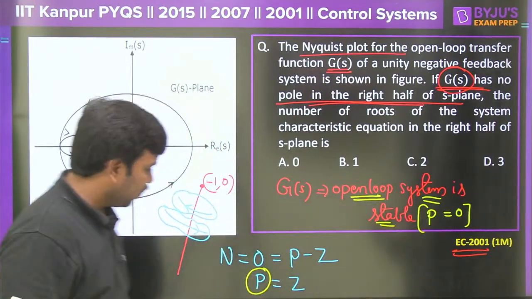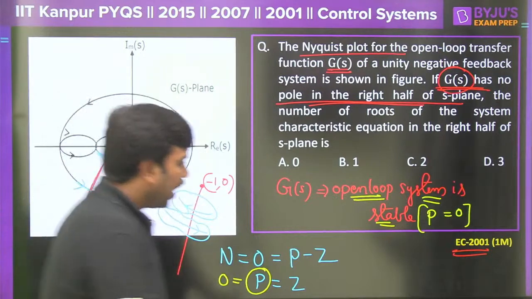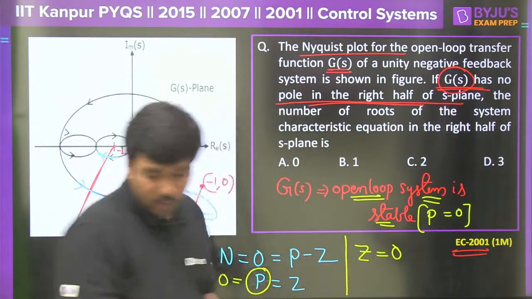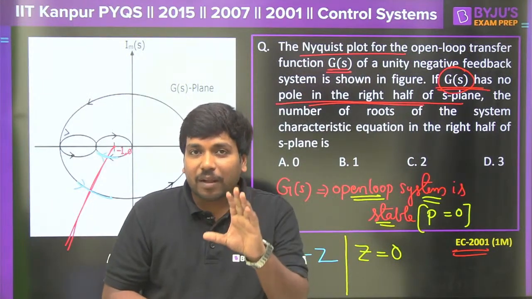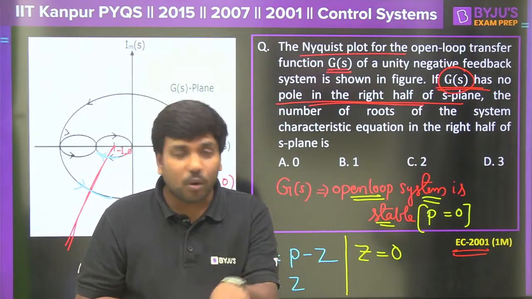So P is equal to 0. So P is equal to 0 means I can say this is equal to 0, and eventually Z will be equal to 0. So if Z is equal to 0, what can I say? Z is equal to 0 means the roots of the characteristic equation are the poles of the closed loop system.